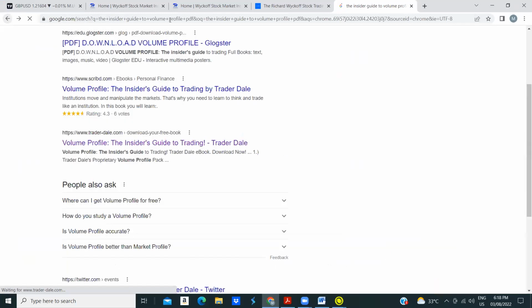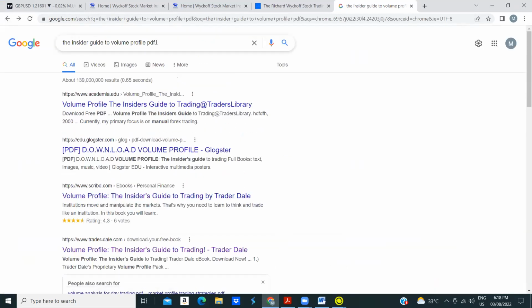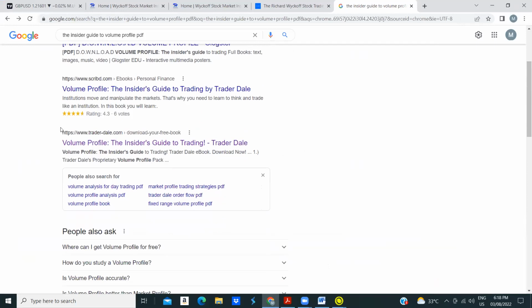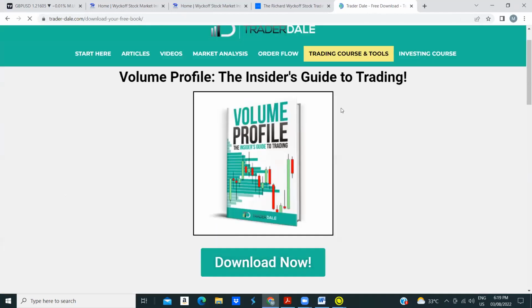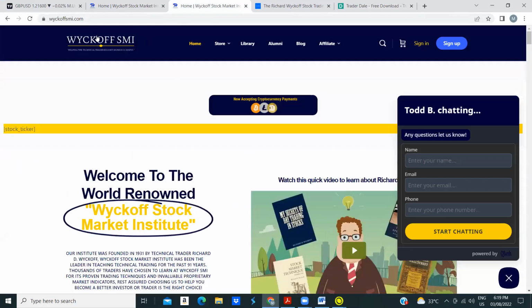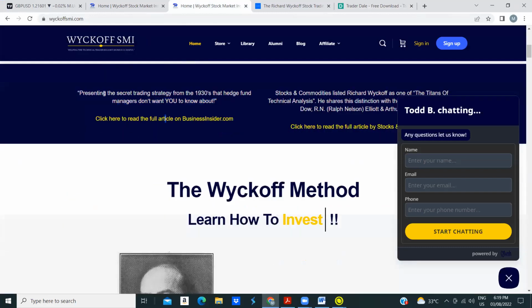Google, the Insider Guide to Volume Profile PDF, right? You will see this website Trader Rail. Okay, you can go over here and read about the volume. Again, you can download it and then you can read a little bit about it if you want. Okay, then you can go to Wyckoff SMI website. Okay, from this website, there's an article right over here.